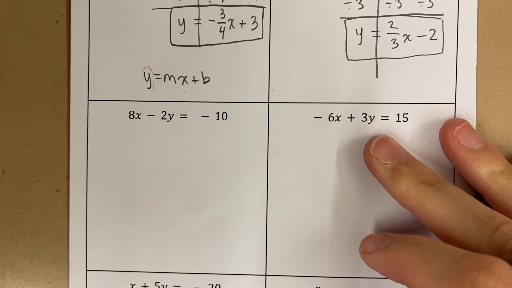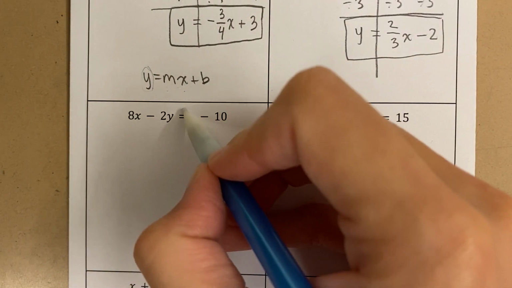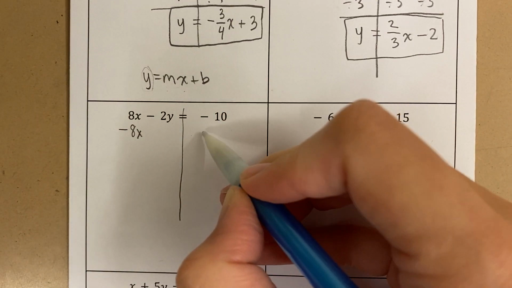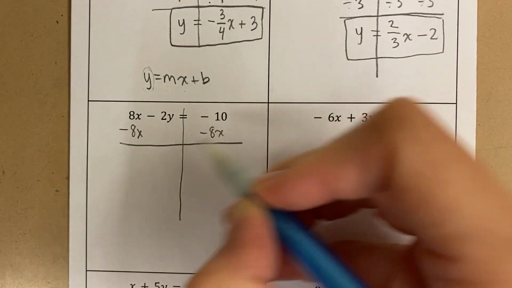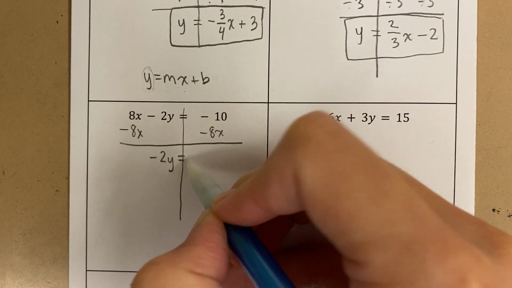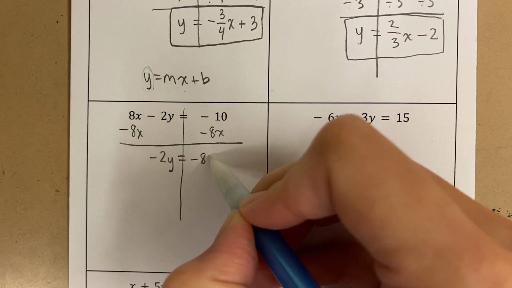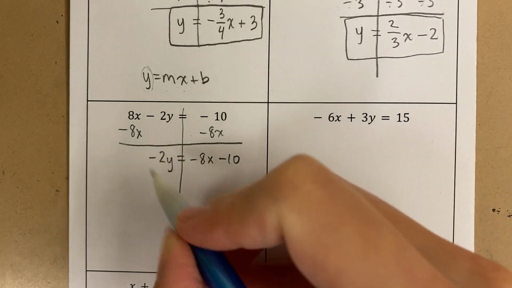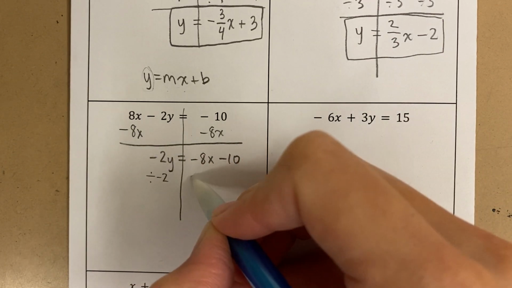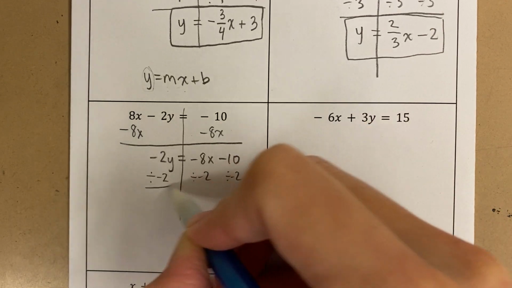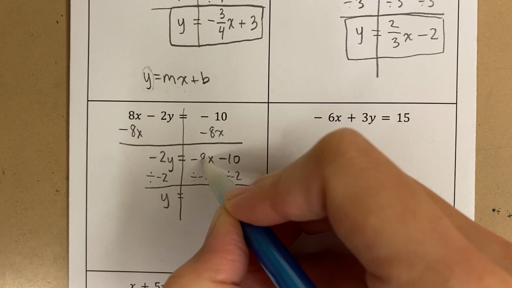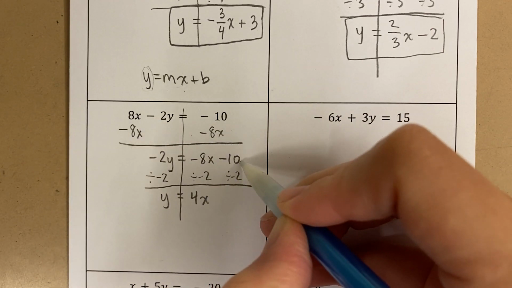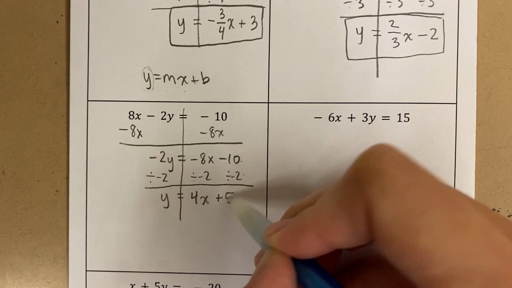Let's try the next example. Again, my goal is to get y by itself on the left side. So first thing I'm doing, I'm getting rid of the term with the x. This is negative 8x minus 10. I'm not combining like terms. Now, y is being multiplied by a negative number, so I divide by a negative number. Divide by negative 2 all the way through. Negative divided by negative is positive. This happens to be a whole number, 8 divided by 2 is 4, and then negative 10 divided by negative 2 is positive 5.